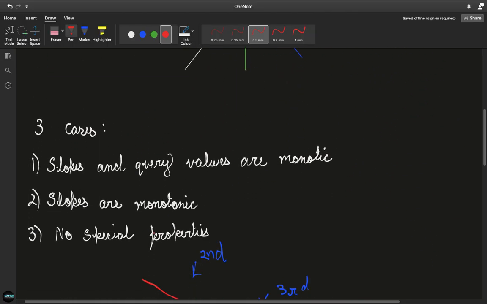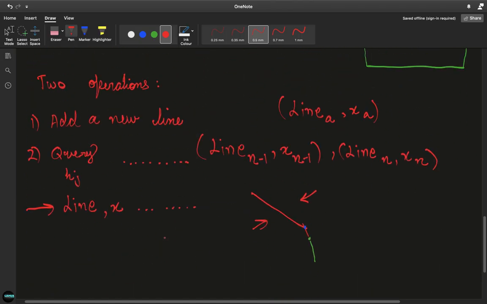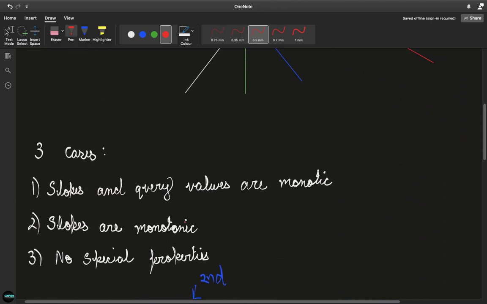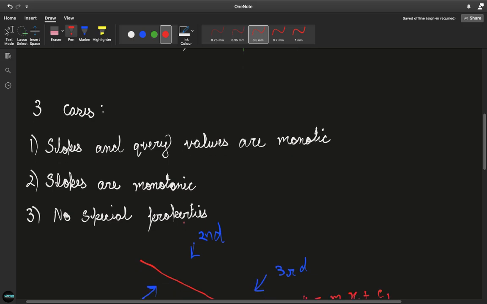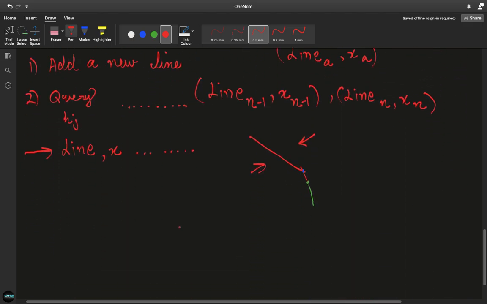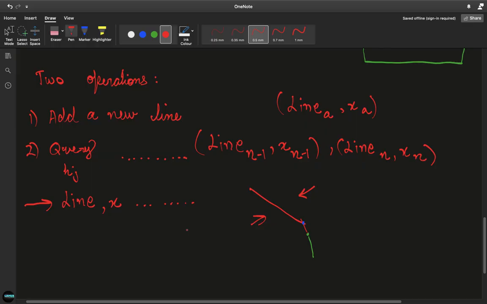Now what about the third case? Well, we clearly can't maintain this sort of deque structure when we don't have any special property, like the slopes aren't monotonic and neither are our query values. So in that case, we use some dynamic data structure which can handle different slopes and different query values. A really easy way to do that is with the Chao tree. It's kind of a segment tree, but it's a bit more advanced and we don't need it for this problem, so I'm not going to go into it, but I'll leave some links down in the description for you to read more on it.